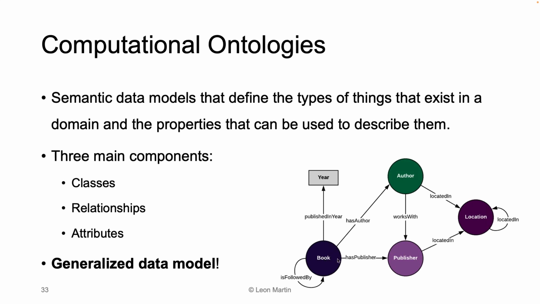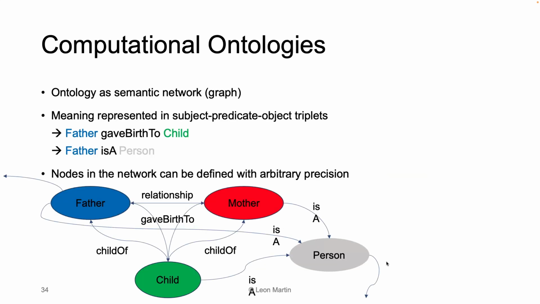So yeah, we have the class book and the attribute title, and an instance of the attribute title could then be Harry Potter or something like that. So we have a semantic network, and this ontology is a graph with this Resource Description Framework. And yeah, as I said, this can be defined with arbitrary precision.